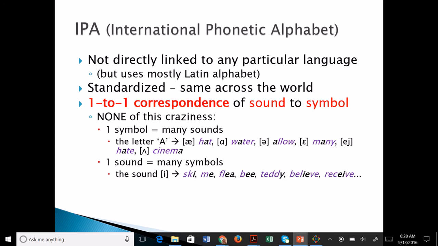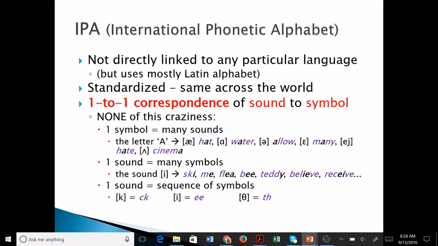And in the reverse situation, in English, sometimes we have a single sound that can be written or spelled with lots of different letters or in lots of different ways. So the E sound we find in ski, me, flee, be, teddy, believe, receive, and yet they're spelled in all different ways. Another way English doesn't follow the one-to-one correspondence is that sometimes we have sequences of letters that just correspond to a single sound. So a k sound, sometimes we spell it CK, and an E sound, a double E, and so on.